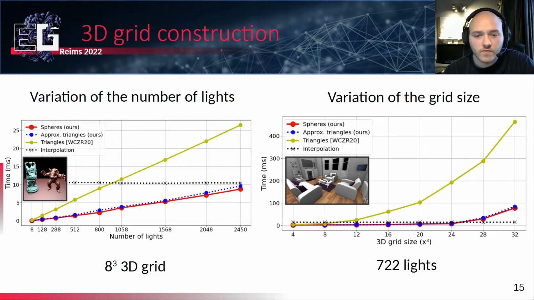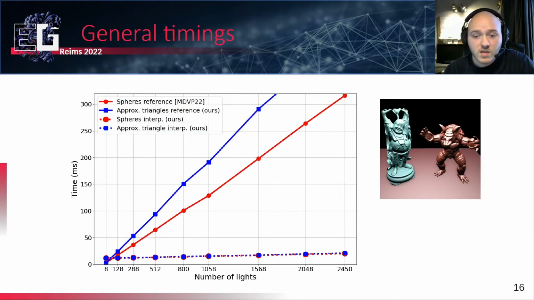We can push our comparison further by varying the number of lights or the density of the grid. And in both cases, our method outperformed the reference method for polygonal lights. In the two graphs, the red and blue curves correspond respectively to our method and to the approximation of polygonal sources. The yellow curve is the reference method for polygonal lights, and finally the black curves correspond to the interpolation, which is independent of the three methods, but also independent of the number of sources or the density of the grid. This independence from the number of lights makes the method particularly efficient for handling several hundred spherical lights in real time.